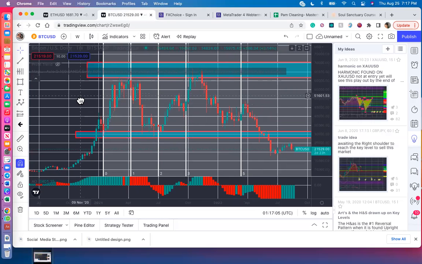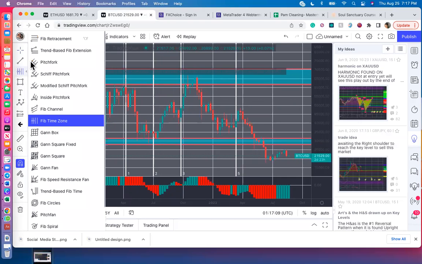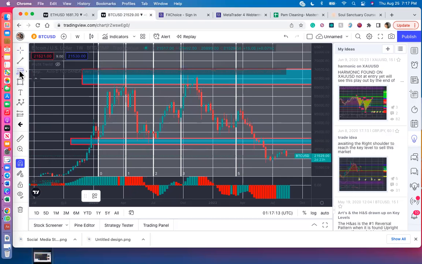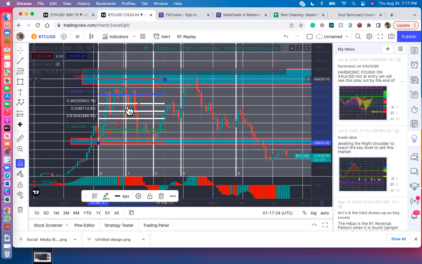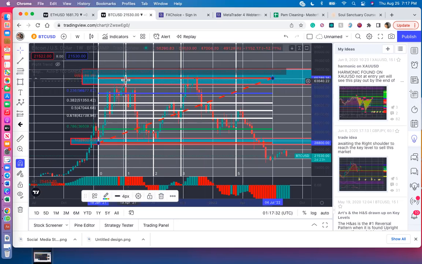Okay, so let's go to price. Oops, I didn't want to click that. With our Fibonaccis, we're going to take them from low to high, just like we did time. Maybe I should stretch that out. Okay, so I went to this wick rejection here.